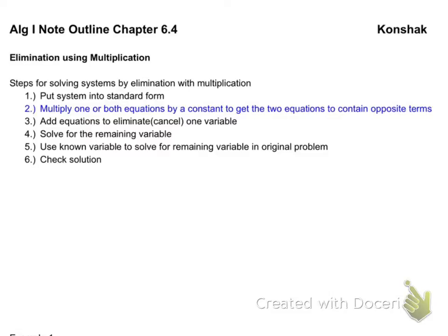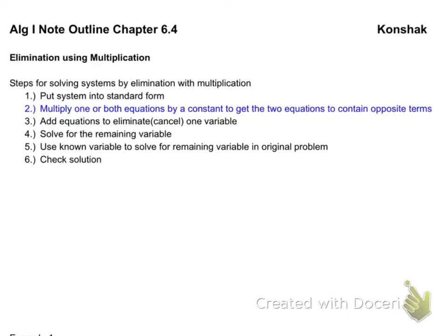You notice that these are the same 5 steps in black that we had from yesterday. But now we added a blue step in here. And that blue step is you multiply one of the equations or both of the equations by some constant term to get the two equations to contain opposite coefficients on a term. Okay? I'll give you guys some time to write this down.